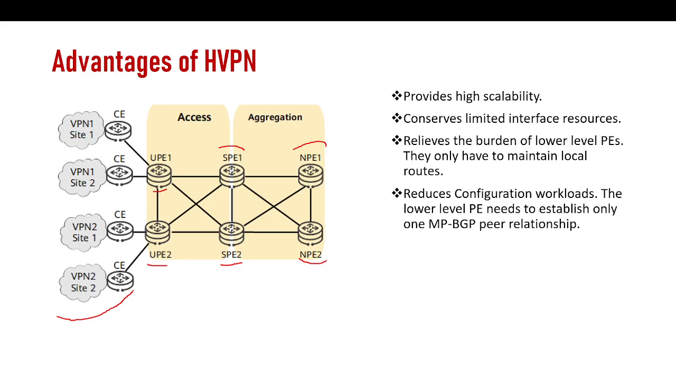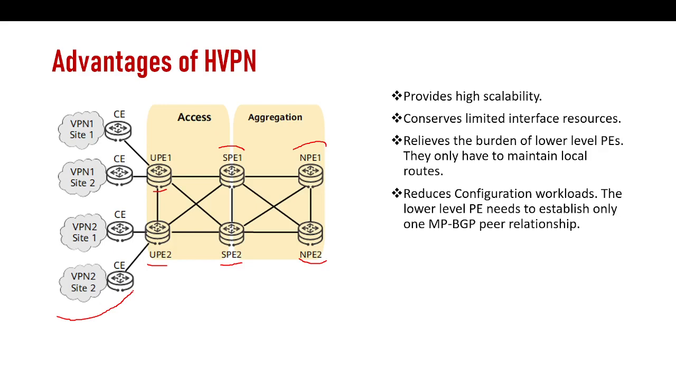So another advantage, it's reducing the configuration workload. The lower level device only needs to establish one MPBGP peer relationship. So we are only establishing one MPBGP peer relationship with the SPE, from the UPE to the SPE. But remember, in the traditional architecture, you have to establish peering between the PEs, like a meshed kind of peering between the PEs, or you need to establish a peering with the RR. So with the HVPN solution, the lower level device only needs to establish one MPBGP peer relationship with the SPE.